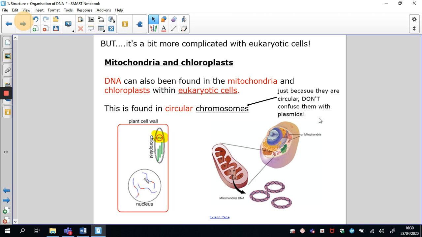We describe that DNA as circular chromosomes. Do not confuse that with a plasmid. So in a eukaryotic cell, you've got the linear chromosomes in the nucleus, but you've also got circular chromosomes inside mitochondria and chloroplasts. That's a bit weird to think about. Now there is a reason, but I'm not going to go into the reason just now, so I'm just going to scoot really quickly past the next slide.